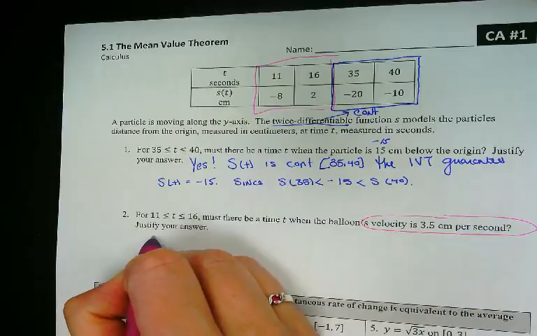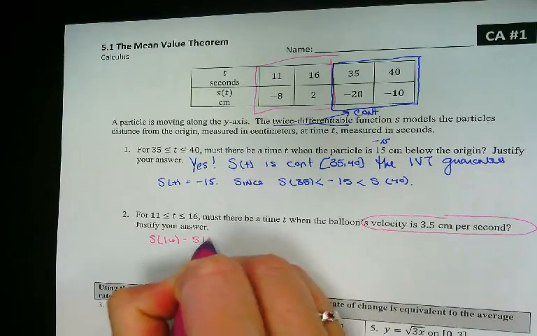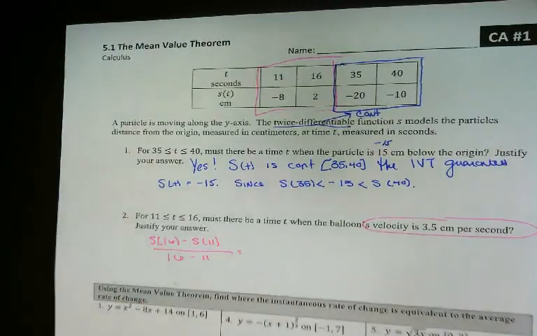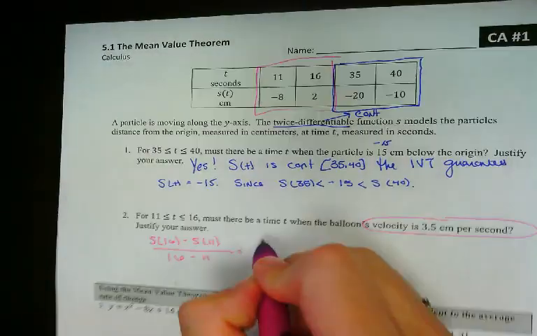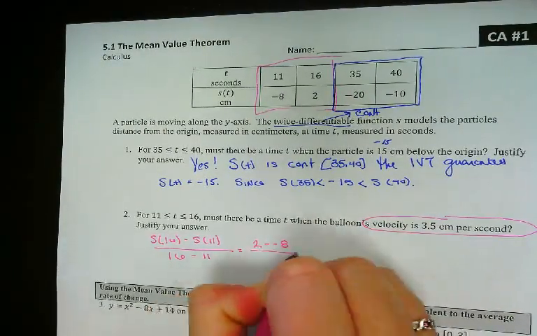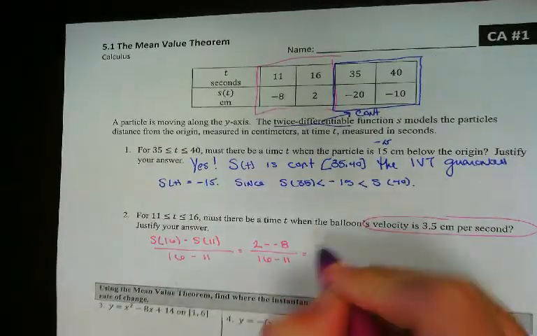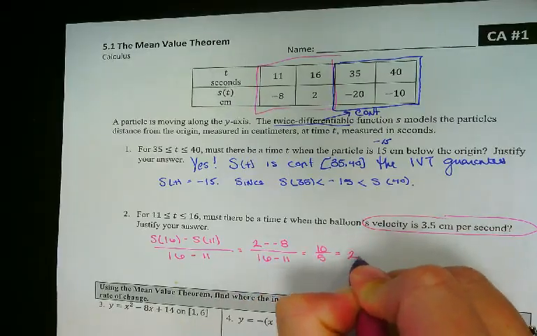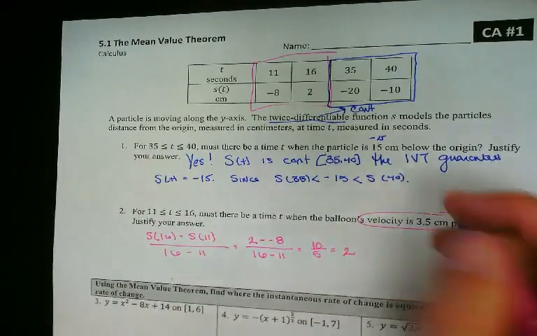So I have S of 16 minus S of 11 all over 16 minus 11. I want velocity, so I have to take the derivative. So that's 2 minus negative 8 over 16 minus 11. The two negatives make a positive, so I'm getting 10 over 5 or 2. So am I guaranteed to hit 3.5? No.